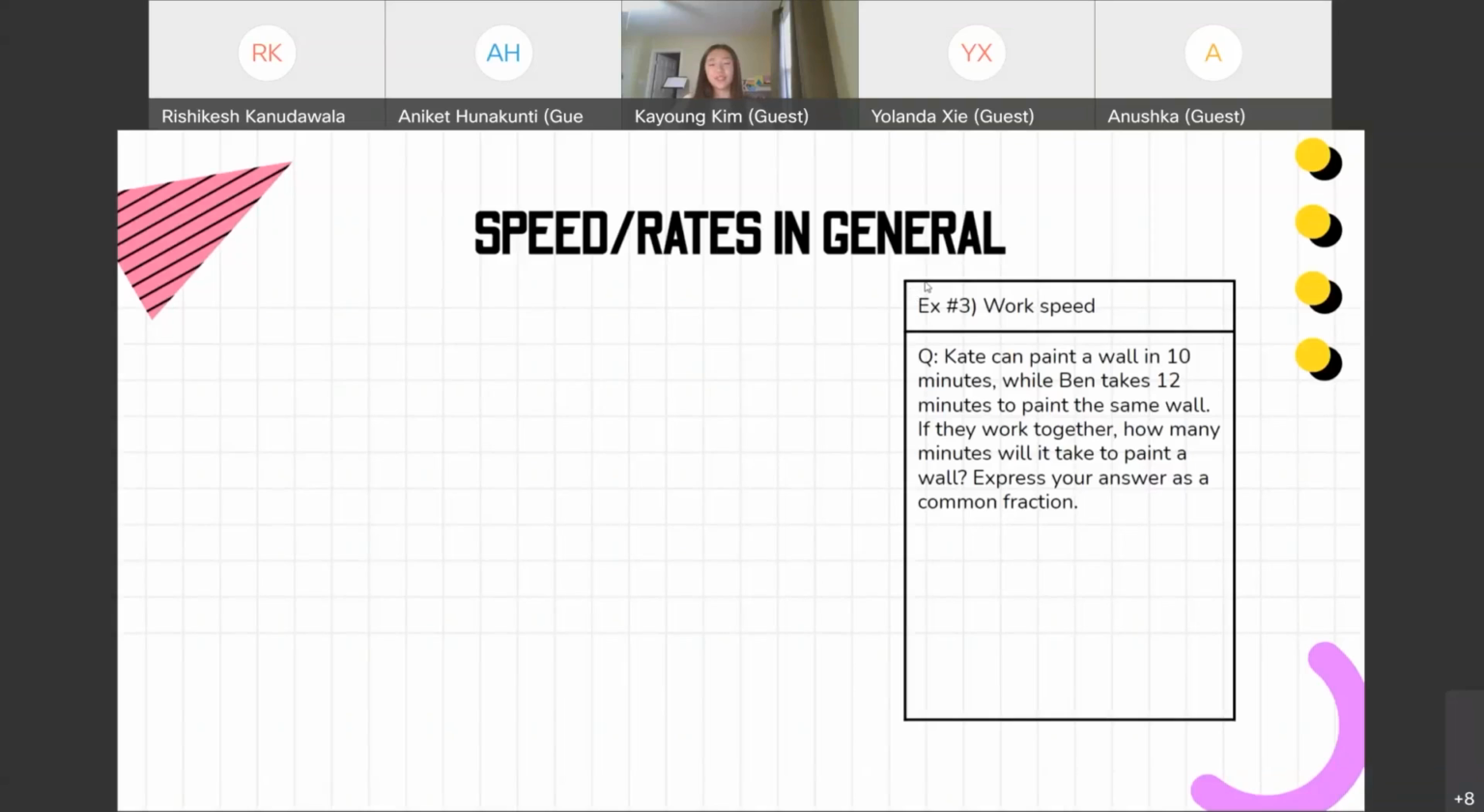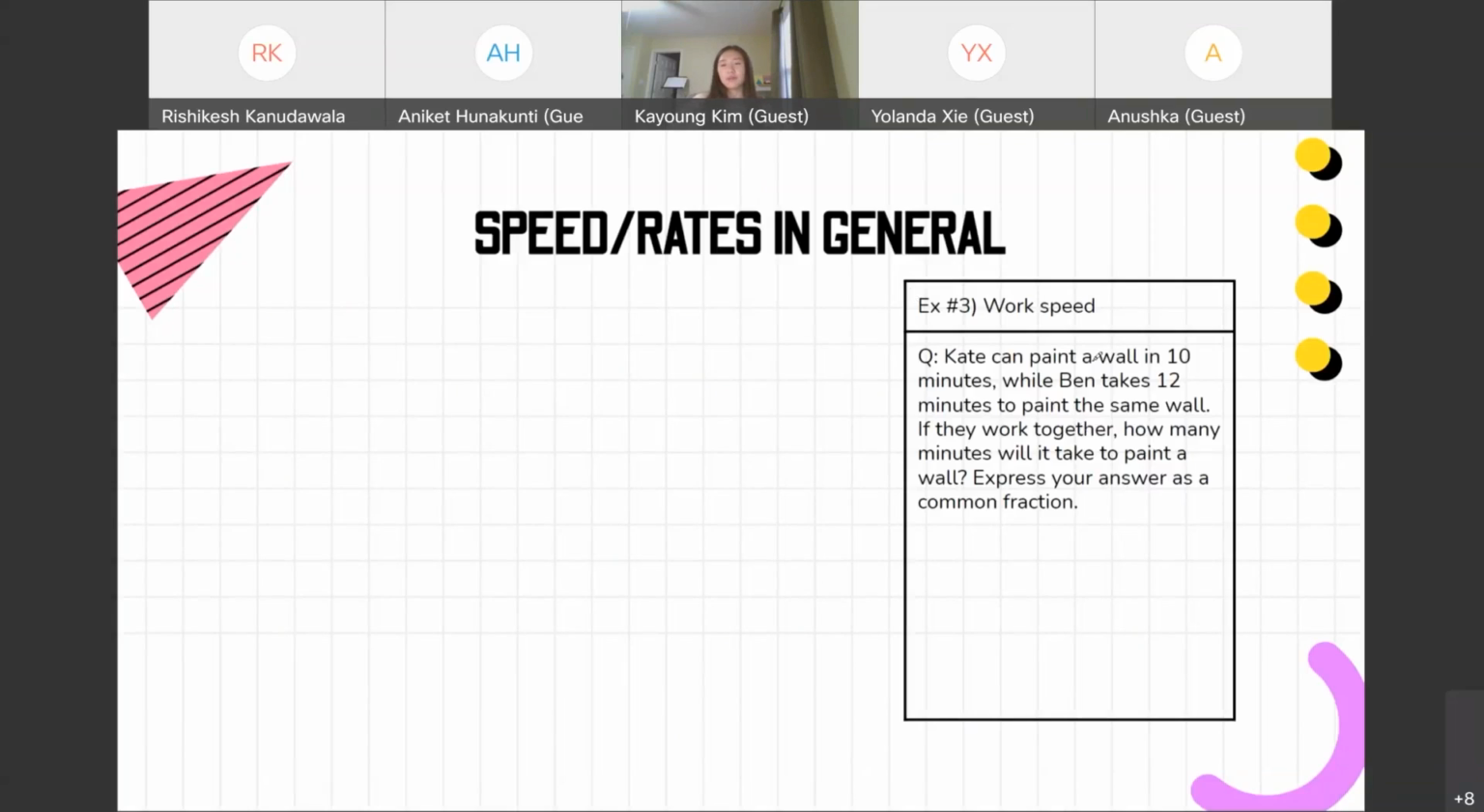So the question says that Kate can paint a wall in 10 minutes, while Ben takes 12 minutes to paint the same wall. If they work together, how many minutes will it take to paint the wall? How do we go about this problem? Well, we're going to try to turn this into rates.